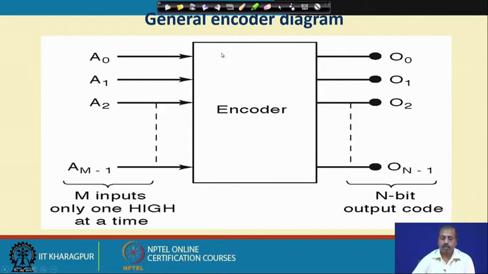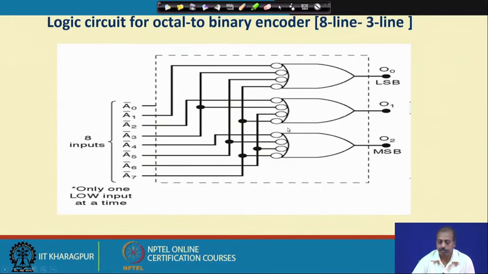This is the block diagram. We have A0, A1, A2 up to Am minus 1 as input lines. So, there are m input lines, out of which only one is high at a time, and then at the output side we have O0 to On minus 1, so n output lines. These identify which of the m inputs is high. That is the encoder functionality.